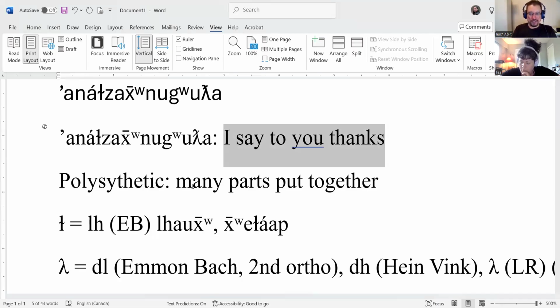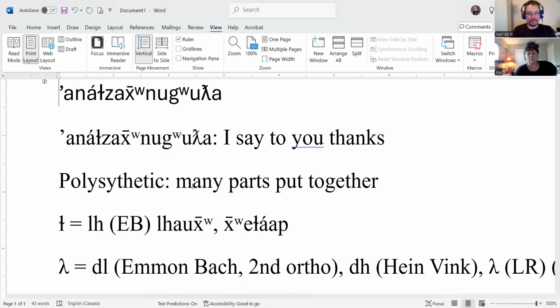But we tend to just say like, I thank you. It's a little bit easier to think of that. But if you're thinking of things in the most literal term, anathta nugutla would mean something more like, I say to you, thanks. So that's a quick look at how the language works. That's the kind of mechanics of the language. And that's the thing that's different about how I teach it.